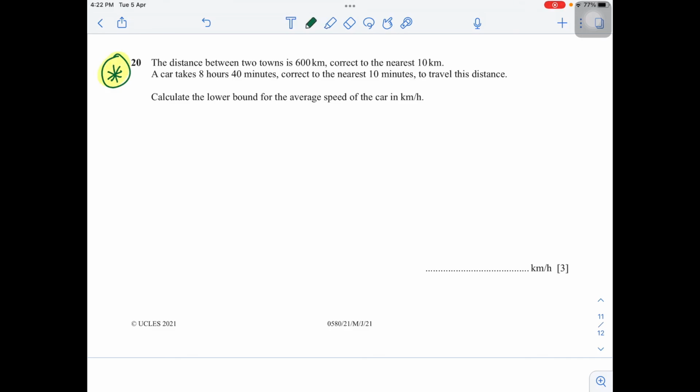All right. First, there are two bounds, lower bound and upper bound. This is correct to the nearest 10 kilometers, 600. So 10 kilometers divided by 2 is 5 kilometers. So 600 kilometers is between two bounds, lower bound and upper bound. The lower bound of 600 kilometers is 600 minus 5. So 595 kilometers is less than or equal to the distance, which is less than 600 plus 5, 605 kilometers.